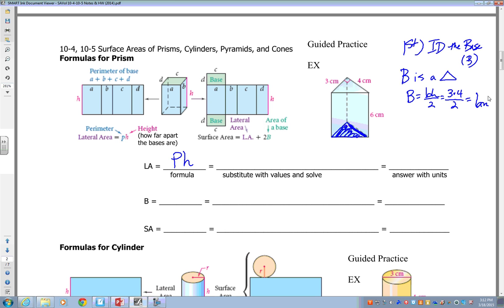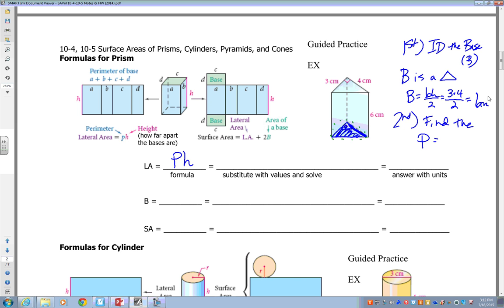Now, the second thing you have to always find is you have to find the perimeter of the base. The distance around the base. Our base is a triangle, so I want to know what's the distance around this base? Yeah, it's the same as the one above.